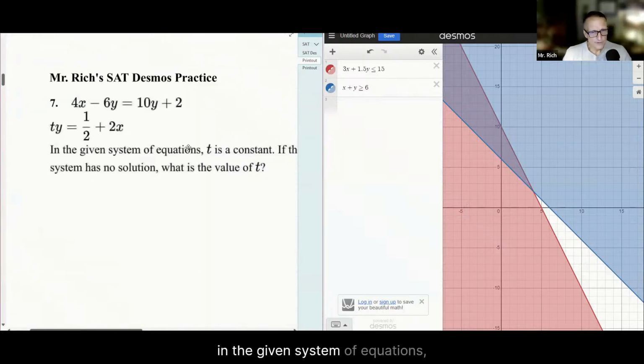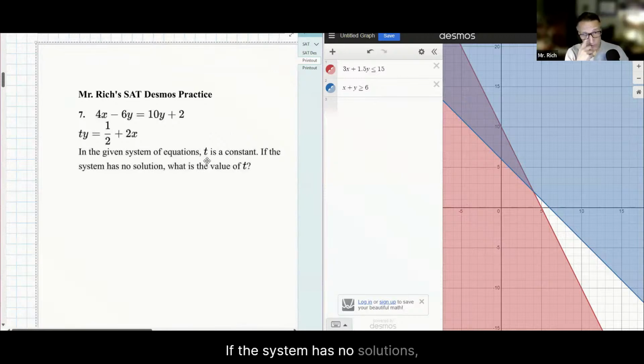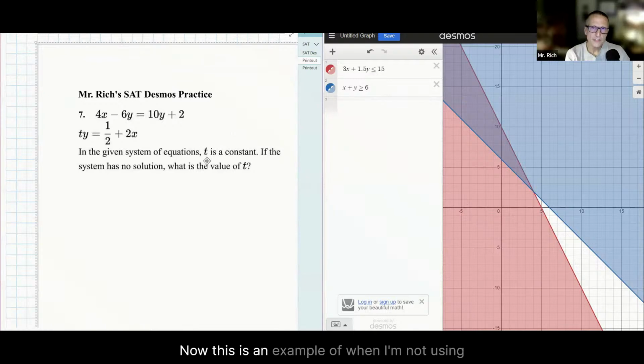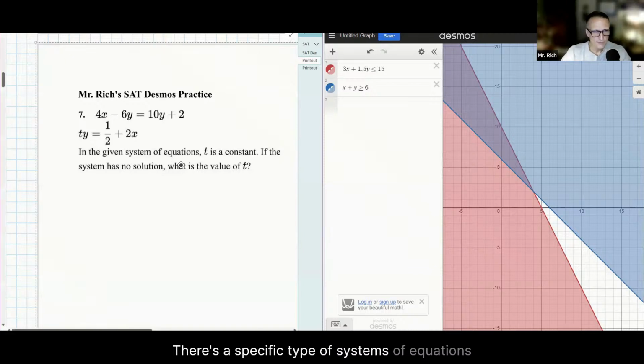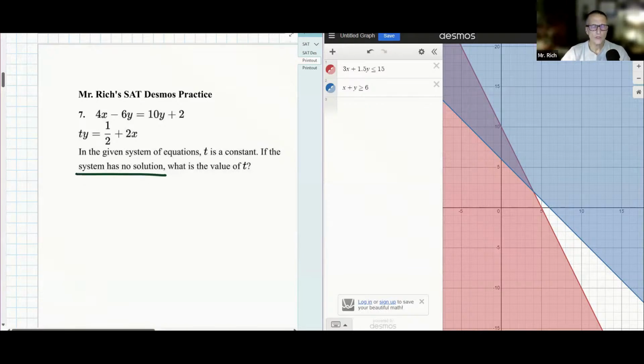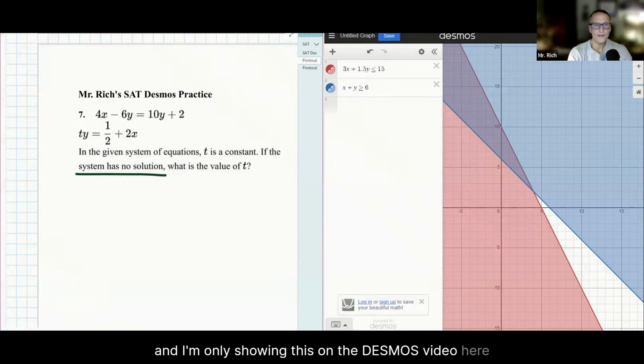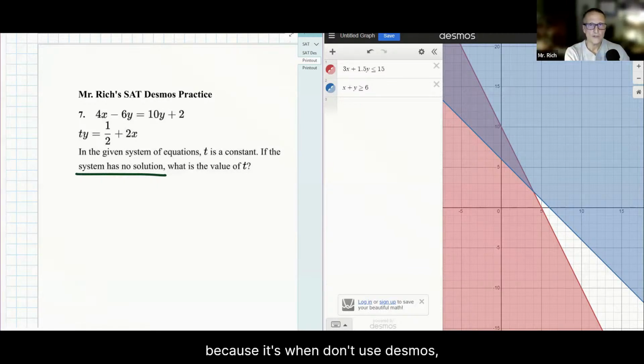This says in the given system of equations, t is a constant. If the system has no solutions, what is the value of t? Now, this is an example of when I'm not using Desmos, and you might think you're going to use Desmos. There's a specific type of systems of equations problem that I don't recommend using Desmos for, and that is a system of equations that has no solution. So instead, and I'm only showing this on the Desmos video here because it's when not to use Desmos, when you might think you're going to use it.